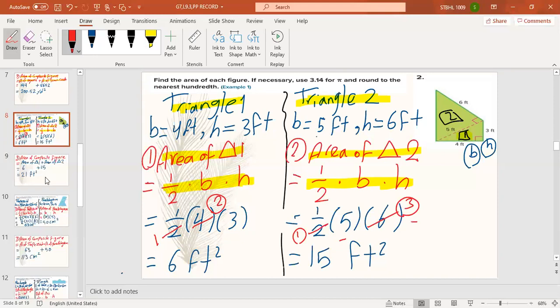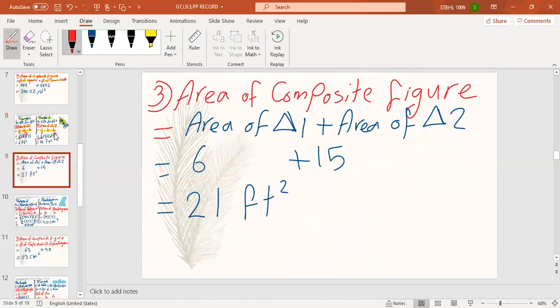Are we done, teacher? No, we still have step 3, which is area of composite figure. Area of composite figure equals area of triangle 1 plus area of triangle 2, which is 6 plus 15 equals 21 square feet.